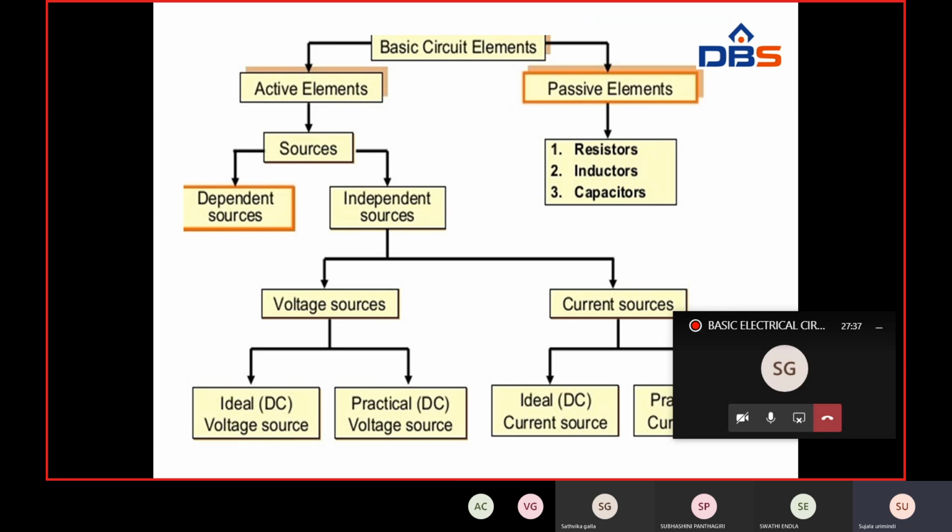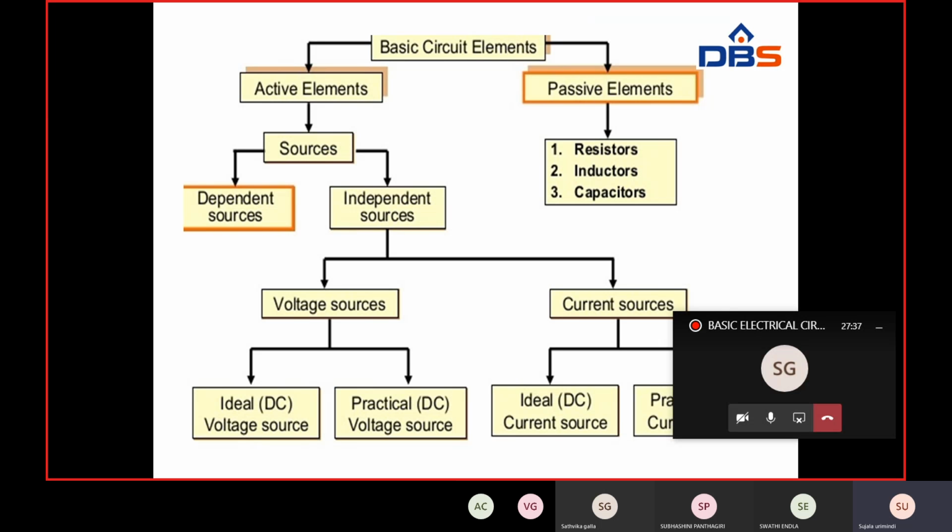There are ideal and practical voltage sources. In a voltage source, the internal resistance is in series. For the ideal source we neglect that resistance, so whatever the current is, the voltage is maintained constant. But in the practical voltage source, because of the internal resistance there is some drop, so the voltage decreases somewhat. That is called a practical voltage source.